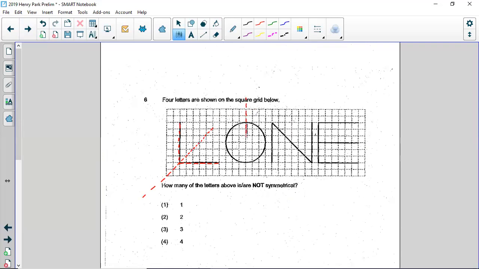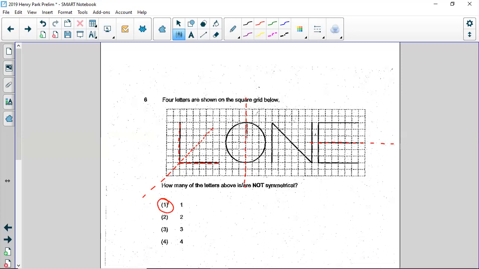Circles have limitless, many lines of symmetry, right, for circles. And then how about your N? Your N has no symmetry line. N no symmetry. Your E, this is your symmetry line. So how many letters are not symmetrical, which is your letter N? Only 1 letter. So answer number 1. Okay, let's go on.